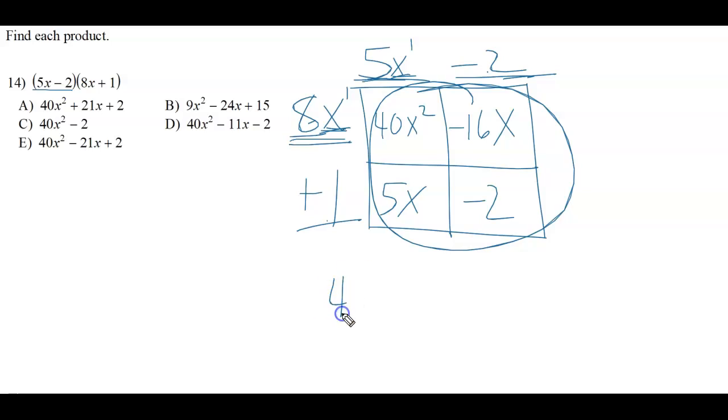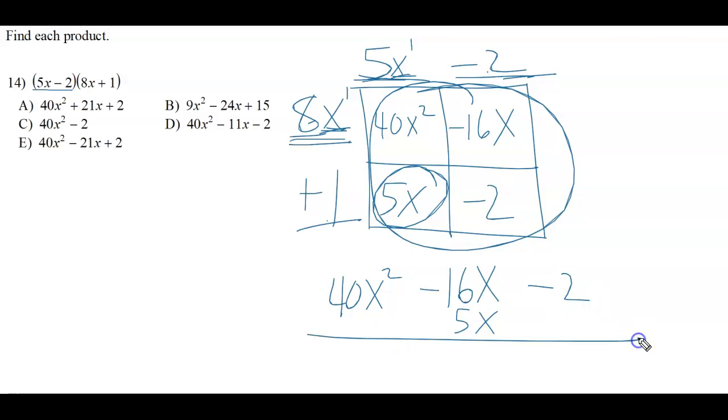So I've got a 40x squared if I start by writing my biggest number. I've got a negative 16x. And I also have a positive 5x. I'm going to line those up because those are like terms. And then we have our minus 2. And if we go ahead and just add our like terms together there, negative 16 and 5 combine together to make negative 11x. And then bring down the minus 2. And we see that our answer is part D.